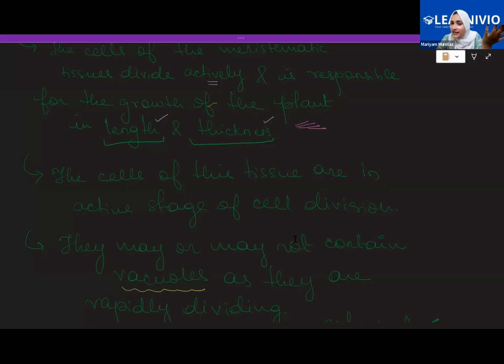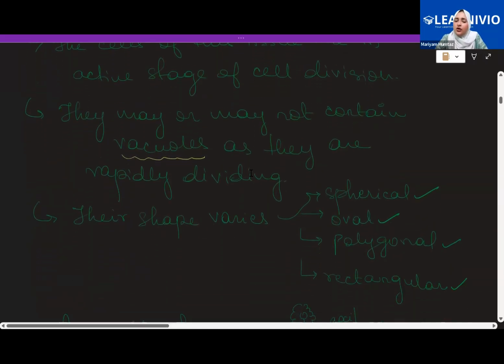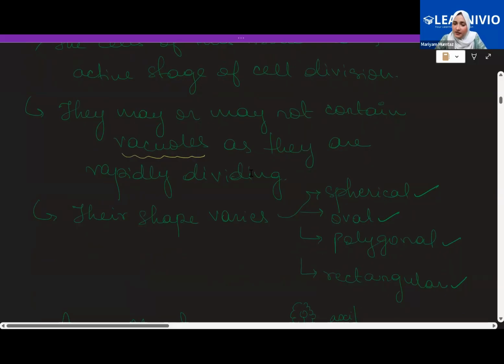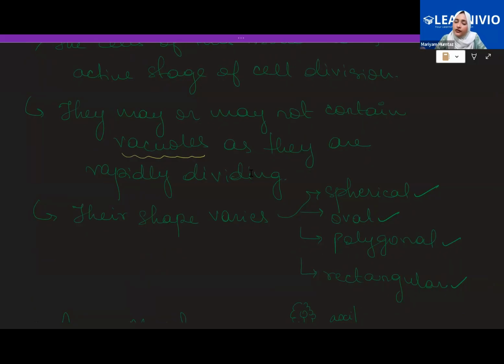You people know that the plants never stop growing, isn't it? Trees always grow and grow and grow. And why can they do that? It is because of the presence of the meristematic tissue. Is it clear? Now, since these tissues do not have any storage requirements, they constantly keep on dividing. So that is why they mostly do not contain vacuoles. They may contain them sometimes, but mostly they do not because they are always dividing. And as far as the shape is concerned, they can be spherical, oval, polygonal, rectangular, a variety of shapes could be found.